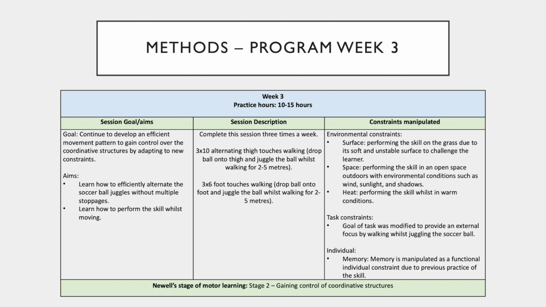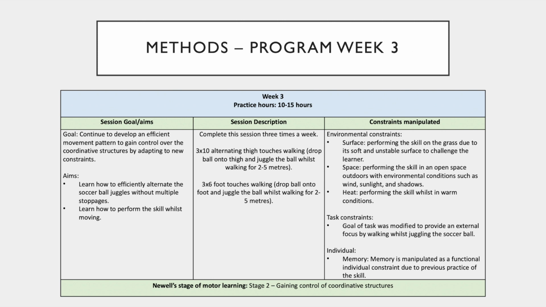The goal of week 3 was similar to week 2, to continue the development of a rhythmic movement pattern to gain more control over the coordinative structures by adapting to new constraints. This week also reflected stage 2 of motor learning. The environmental and memory constraints were similar to the second week to continue to challenge the learner's adaptability towards the skill. In addition to this, the goal of the task was also modified to provide an external focus by walking whilst completing the skill at the same time.